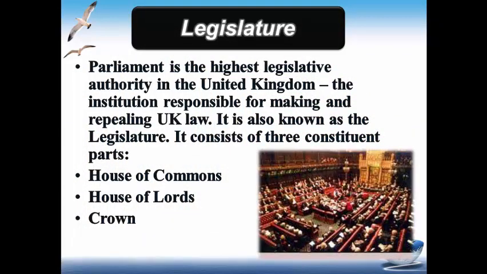Legislature. Parliament is the highest legislative authority in the United Kingdom. The institution is responsible for making and repealing the UK law. It is also known as a legislature. It consists of 3 constituent parts: House of Commons, House of Lords, and the Crown. As you know, they don't have a written constitution, they have an unwritten constitution.